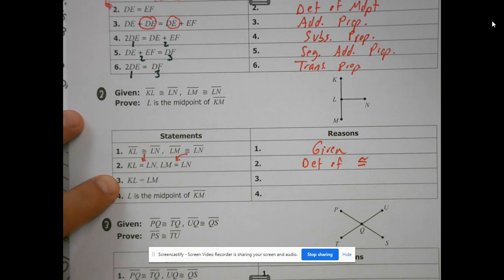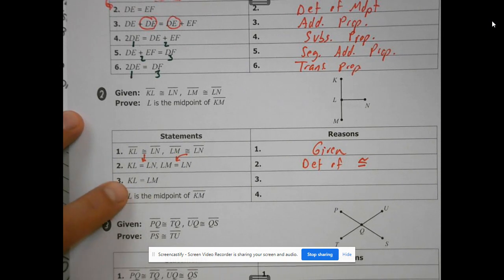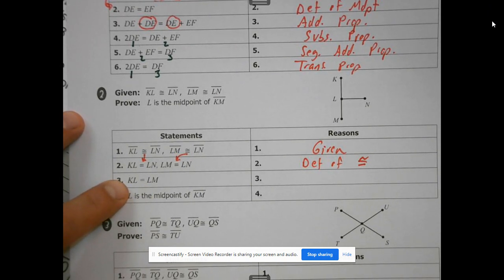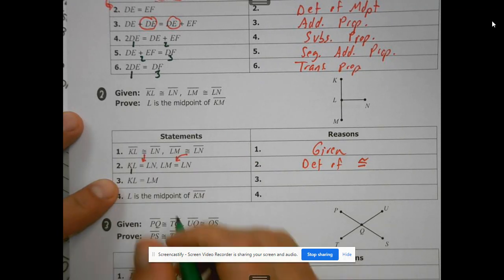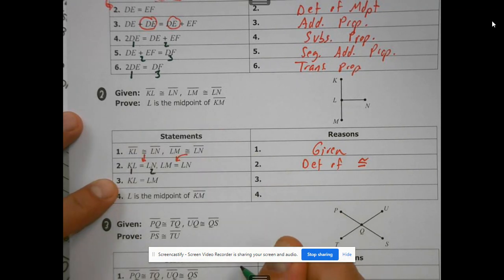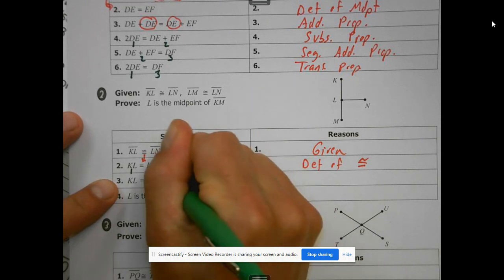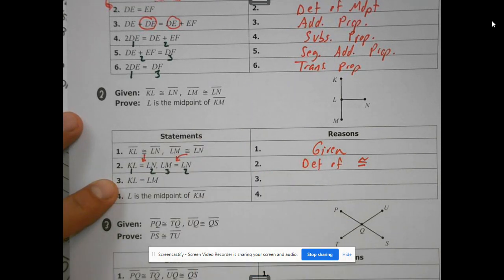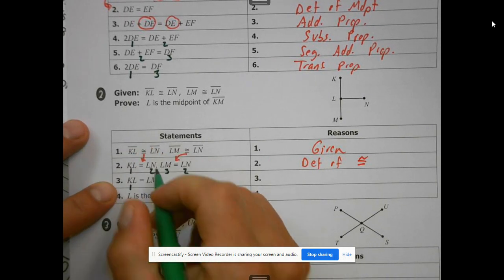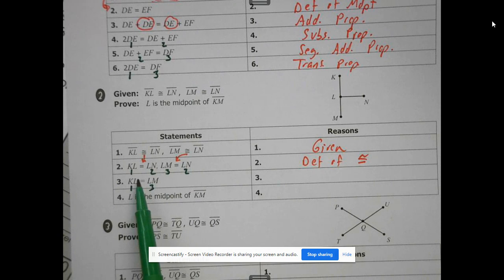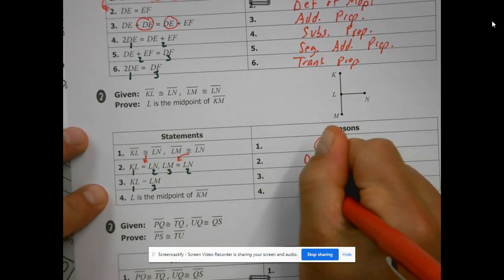Number 3, KL is equal to LM. Oh boy, here we go. Let's work backwards again. Let's call KL the 1. We'll do LN the 2. LN's a 2. LM's a 3. Line 3, KL is still a 1. LM is still a 3. If 1 equals 2 and 2 equals 3, then I can say 1 equals 3. That is your transitive property.